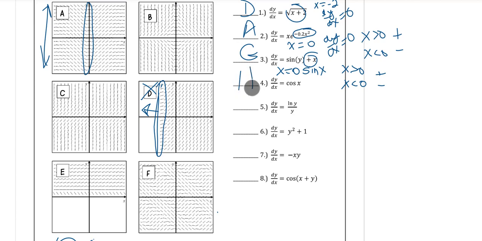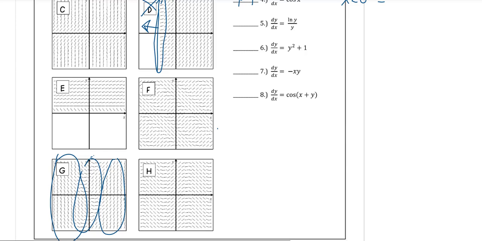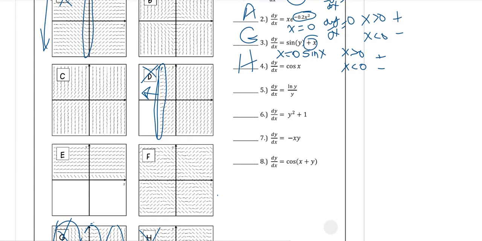Now I didn't mark the other ones off. So A's gone. What other ones are gone? D's gone. Let's see, G and H. So that leaves us with E, F, and B.